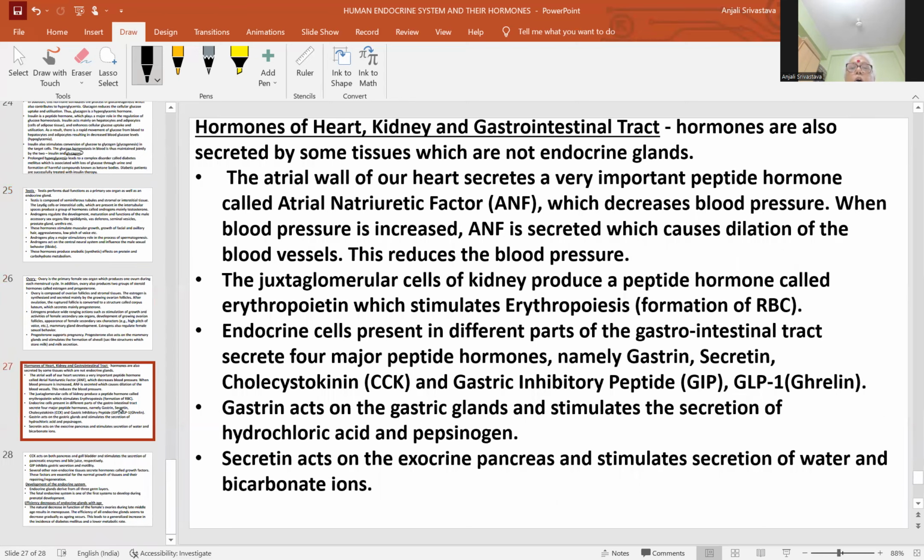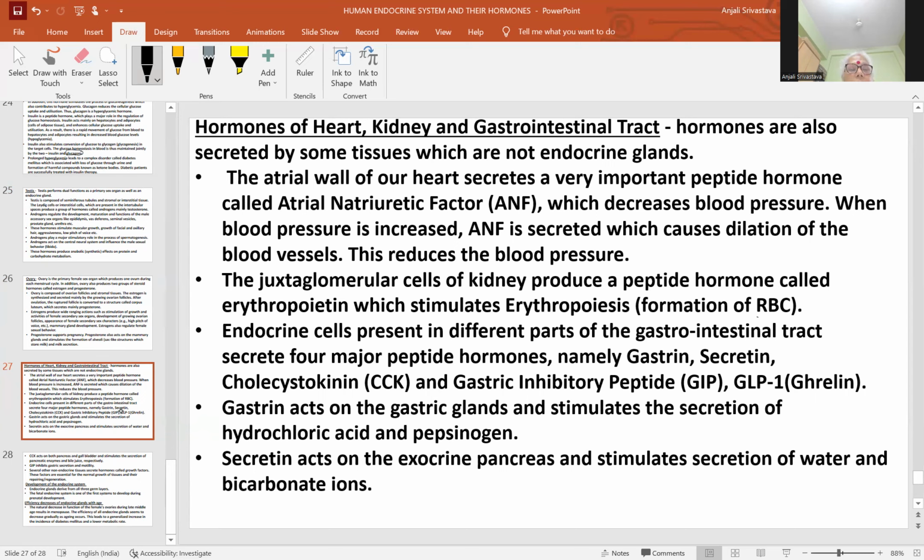Now, the hormones apart from these major endocrine glands, as I have told you, we have already seen, these are certain heart, kidney, gastrointestinal tract, then a plethora of other tissues of the human body. These secrete certain more hormones in the body controlling the metabolism. From the heart, this ANF is secreted, causes dilation of blood vessels. This reduces blood pressure. Then the kidney cells produce a peptide hormone called erythropoietin, which stimulates erythropoiesis, that is formation of RBC.